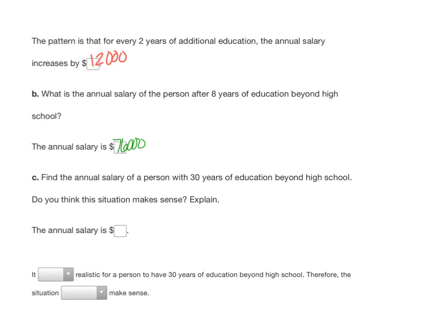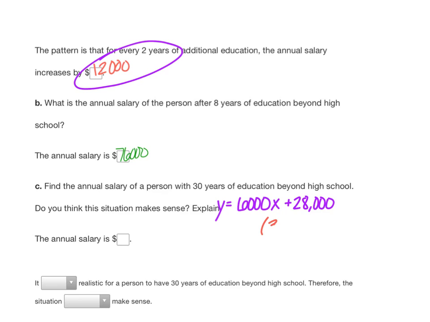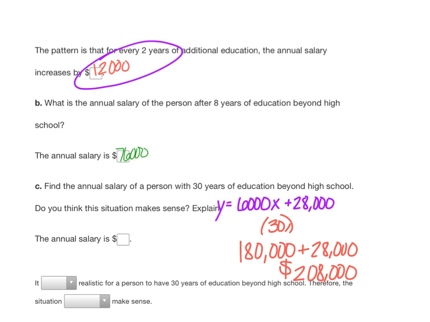Part C says find the annual salary of a person that has 30 years of education beyond high school. So going back and looking at the chart, we can see what our slope is and what our y-intercept is. I already mentioned that it's $12,000 for every 2 years, so our slope is $6,000 per year. So y equals 6,000x, and then our y-intercept is 28,000, and that's what it starts at. Remember, we have the x value of 0 and the y value of 28,000. So if you go to school for 30 years, x was the time, you plug in 30 for x, and 6,000 times 30 is 180,000, plus 28,000 gives us $208,000 per year.